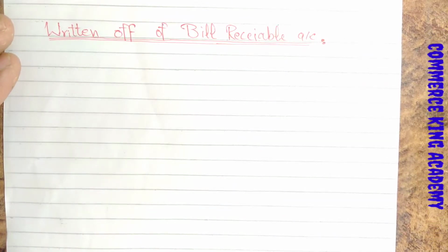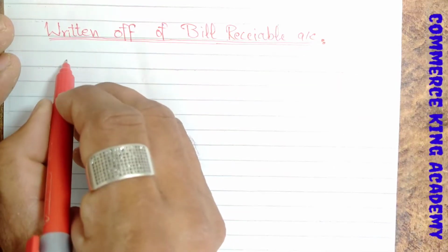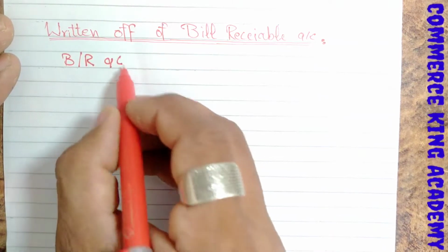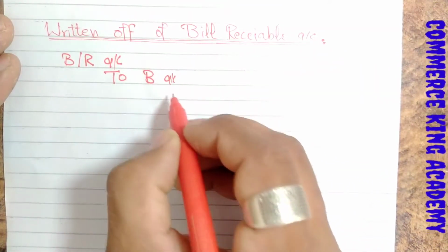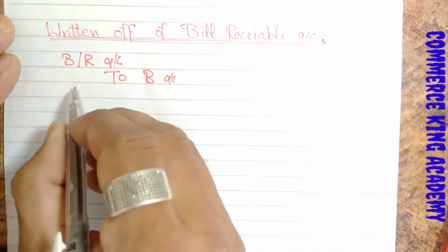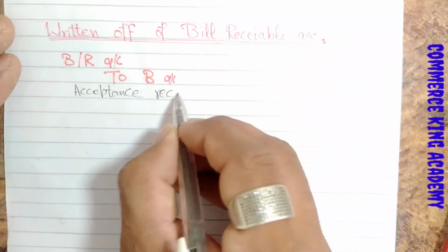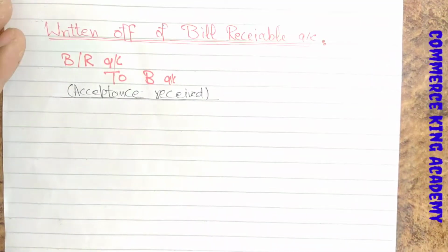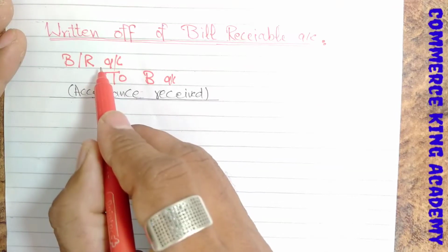You can see here, when the drawer receives a bill of exchange from the drawee after acceptance by the drawee, the entry will be: Bills receivable account debit. Am I right? To Mr. B account credit. With the description, acceptance received. Alright. So this bills receivable account will ultimately be closed or written off.